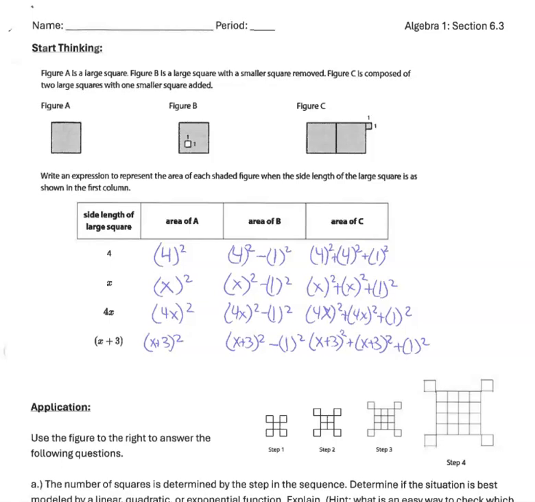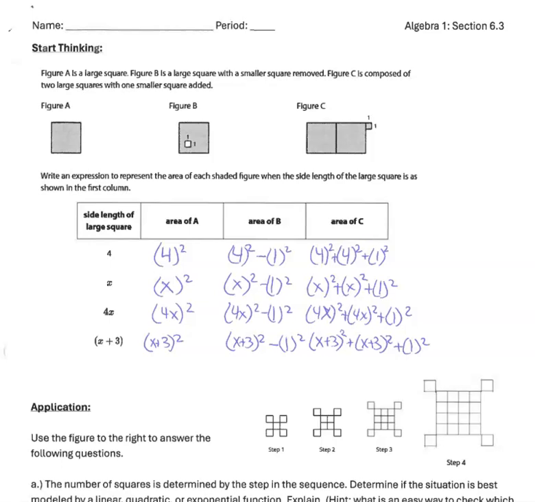All right, we are moving on to continue our study of quadratics. The start thinking part says figure A is a large square, figure B is a large square with a smaller square removed, figure C is composed of two large squares with one smaller square added. And what they're looking for you guys to do is discuss. It says write an expression to represent the area of each shaded figure when the side length of the large square is as shown in the first column.